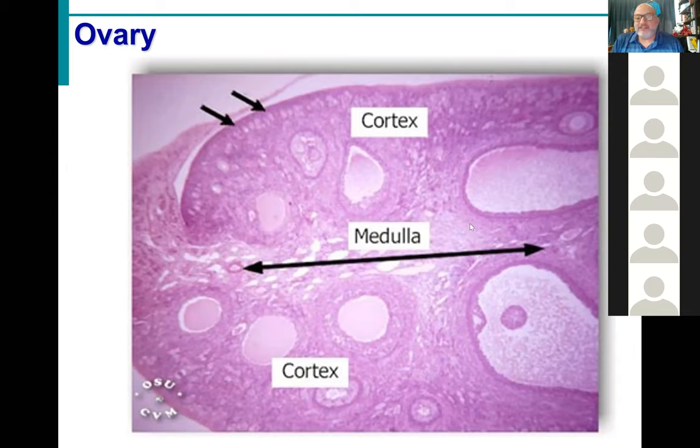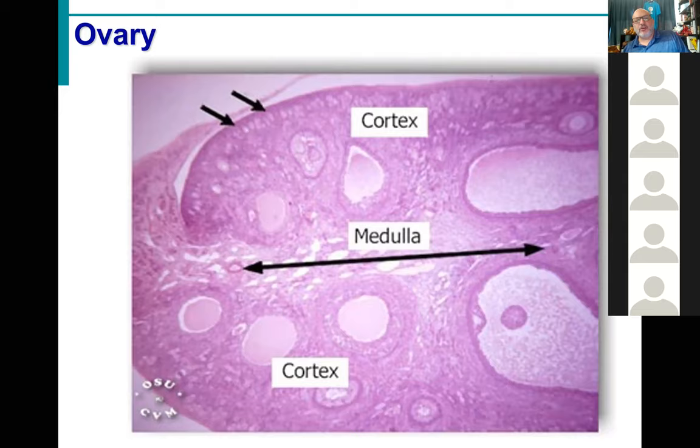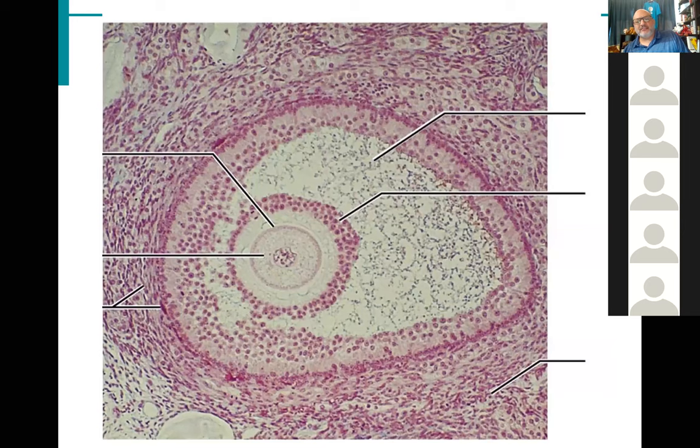The main way we can distinguish them is the medulla is the area in the center where there's primarily the blood vessels and the nerves and things along those lines. Whereas out here in the cortex is where we have structures that are known as the ovarian follicles. And these ovarian follicles are where the eggs are matured. We will talk about them and the stages of them in great detail when we get to the reproductive system. But for our purposes here, we are going to focus primarily on what is known as a mature follicle, or what is also known as a Graafian or tertiary follicle.